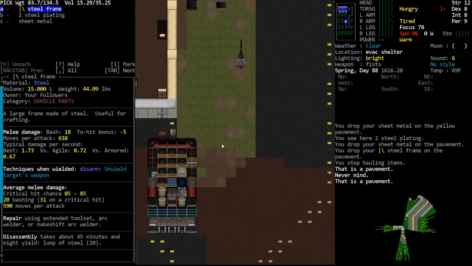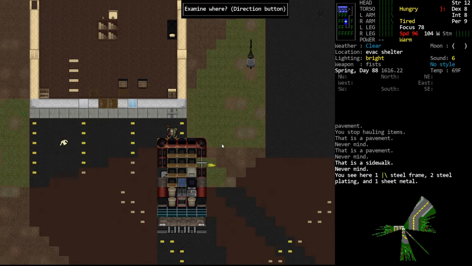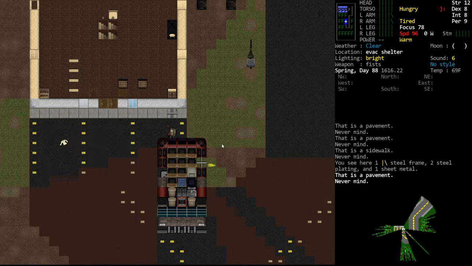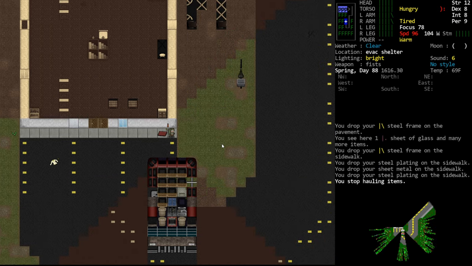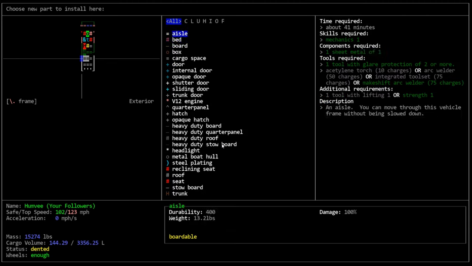And one sheet metal? Why did I get one sheet metal when I removed two quarter panels? Looks like it gave me steel plating instead of sheet metal. I don't know. Doesn't matter. Anyway, I don't know what to do about the solder.